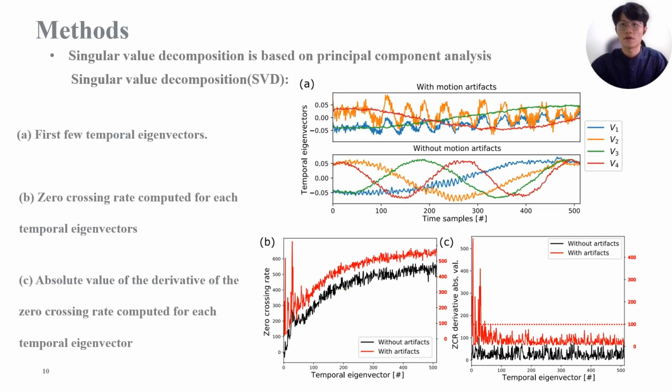These figures present various temporal eigenvectors and associated data used for artifact detection. Figure A shows the first few temporal eigenvectors, and Figure B shows the zero crossing rate computed for each temporal eigenvector. The zero crossing rate is a numerical metric used to describe the rate of change of a signal. And Figure C shows the absolute value of the derivative of the level crossing rate computed for each temporal eigenvector. In summary, these figures illustrate how temporal eigenvectors and related data are employed for the detection and removal of artifacts, thereby enhancing the quality and clarity of the images.